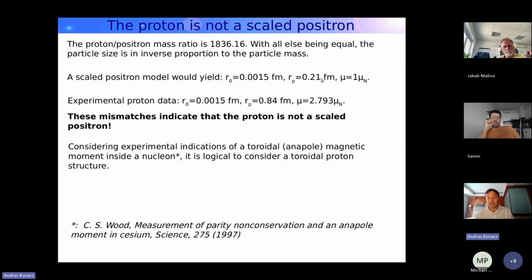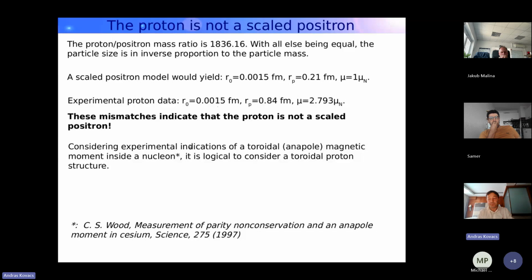Now, these last two values are quite different from experiment. They're the same order of magnitude, but numerically different, because experimental data shows the following. The charge radius is that value I showed before, which is matching, but the mean Zitterbewegung radius is 0.84, so that's about 4 times larger than the scaled positron, and the proton's magnetic moment is 2.79, almost 3 times larger than the scaled positron. So these mismatches indicate that the proton is actually not a scaled positron, but something else.